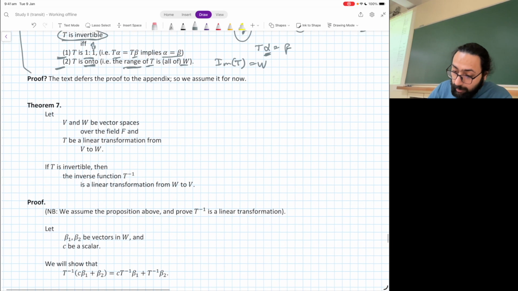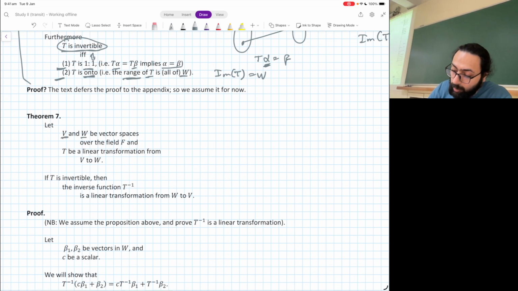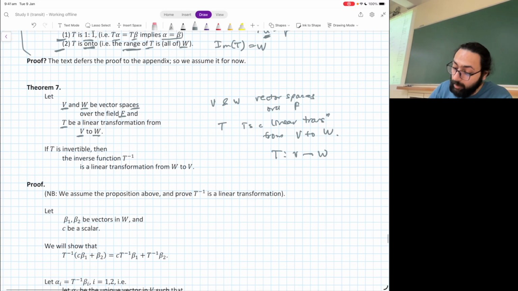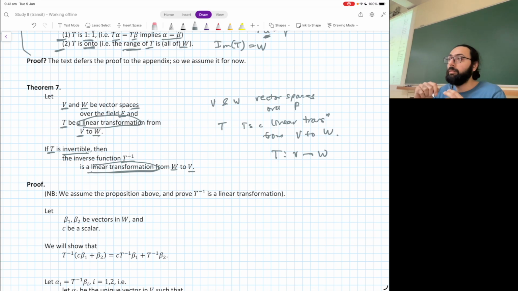Now Theorem 7 says the following. Let V and W be vector spaces over the field F, and let capital T be a linear transformation from V to W. Now what we're saying is if T is invertible, then the function T inverse is a linear transformation from W to V. So the fact that T is linear implies that the inverse will also be linear when it is invertible. That is the statement.